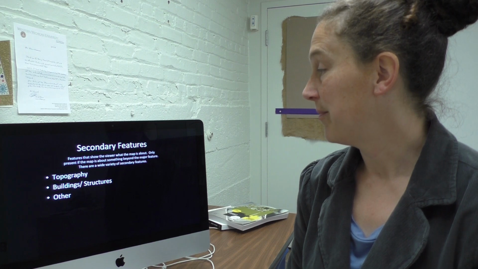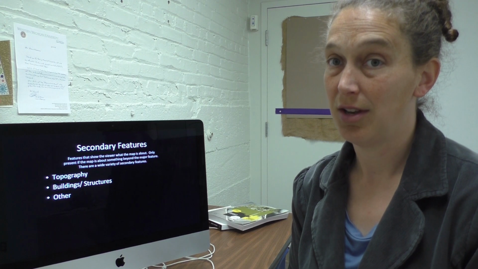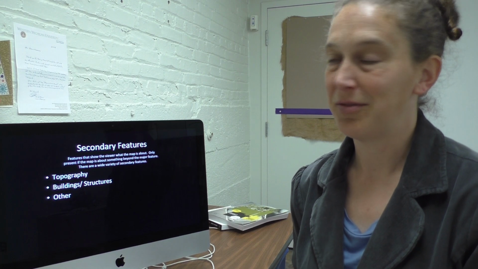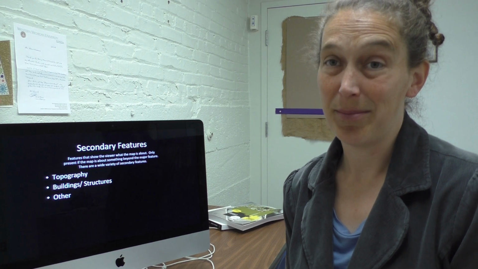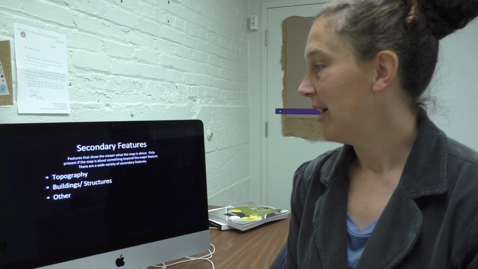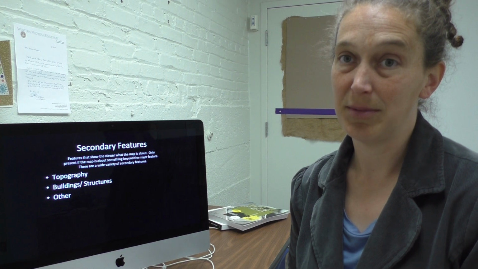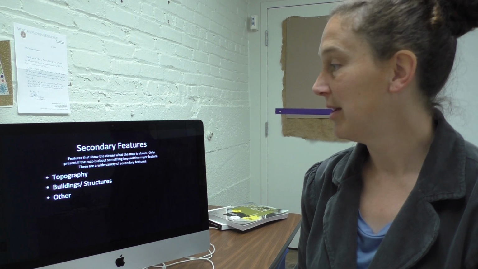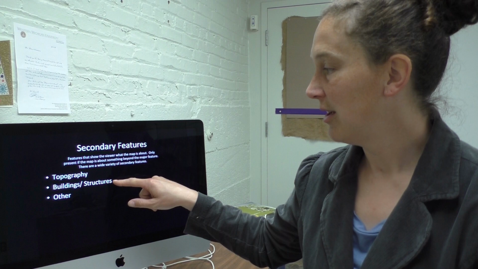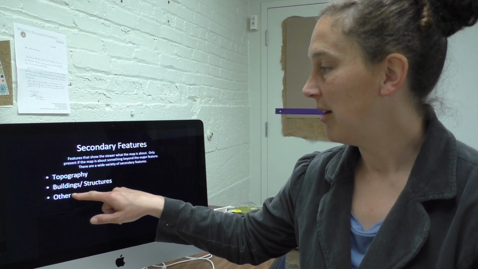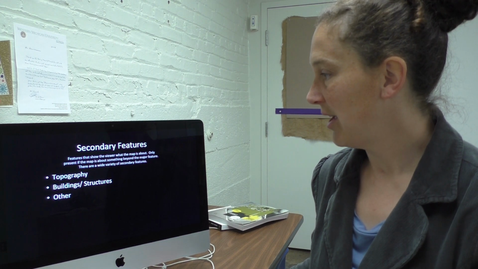Okay, so this is only present, however, if the map is about something beyond just a subway map, right? A subway map, the primary feature is the secondary feature because there is no other point to that map than getting you from one place to another. But there are other maps that have a secondary feature, and it's something to think about as a potential for your map. So topography can be one, buildings and structures can be one, and then other. So there's a lot of different things that maps can be about beyond transit system lines.